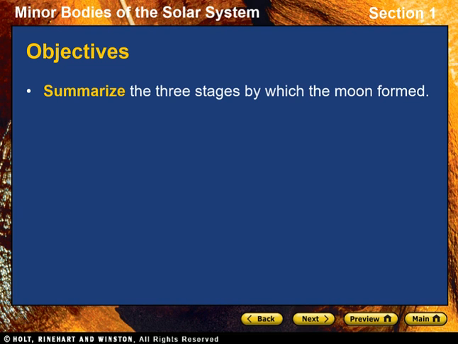At this point, you should be able to summarize the three stages by which the Moon formed.